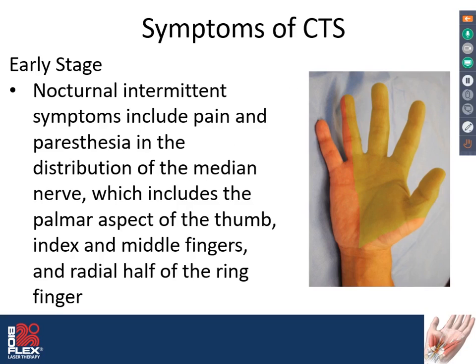As far as symptoms go, initially they tend to be more nocturnal or in the evening during sleep, often waking the patient up. This is usually pain and paresthesia in the distribution of the median nerve, as shown in the diagram on the right, which includes the palmar aspect of the thumb, index and middle fingers, and the radial half of the ring finger.